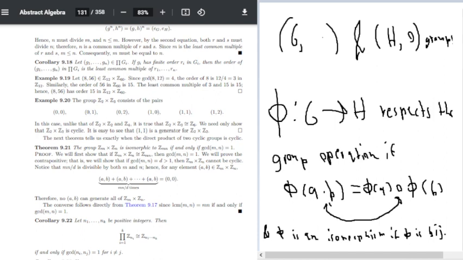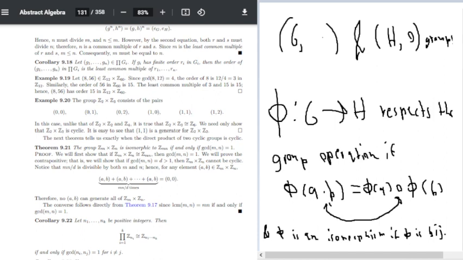Example 9.20. The group Z mod 2 times Z mod 3 consists of the pairs (0,0), (0,1), (0,2), (1,0), (1,1), (1,2). In this case, unlike that of Z2 times Z2 and Z4, it is true that Z mod 2 times Z mod 3 is isomorphic to Z mod 6. We need only show that Z mod 2 times Z mod 3 is cyclic. It is easy to see that (1,1) is a generator for Z mod 2 times Z mod 3.